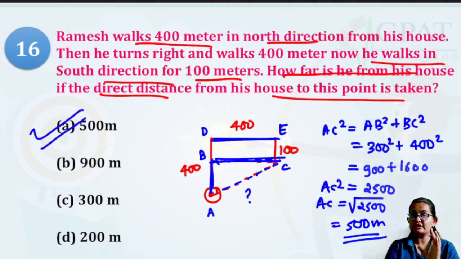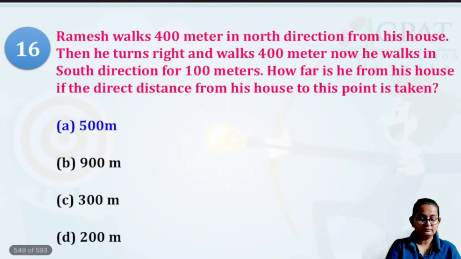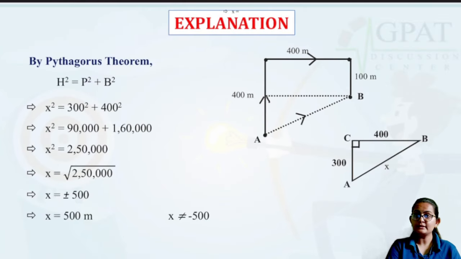You have to take the Pythagoras theorem here. Okay. This is how you can find it out. If this particular distance is 400 and he has already covered 100 meters of distance, you can subtract 100 from this 400 and the remaining distance is 300 meters only. And that's why we have taken AB as 300 meters.